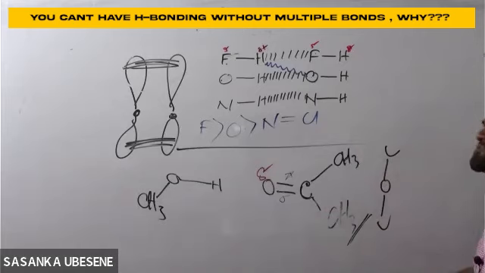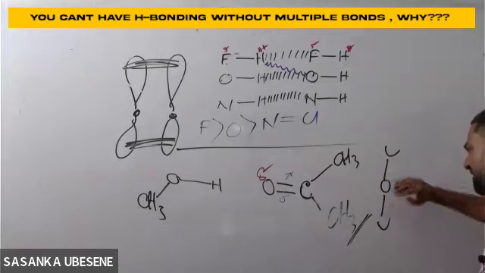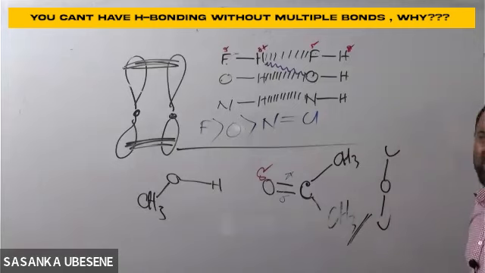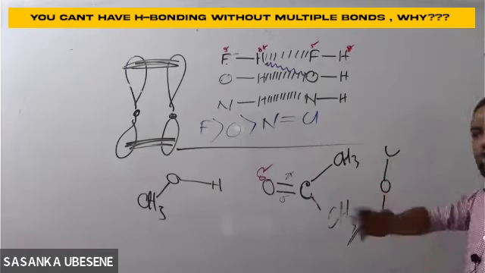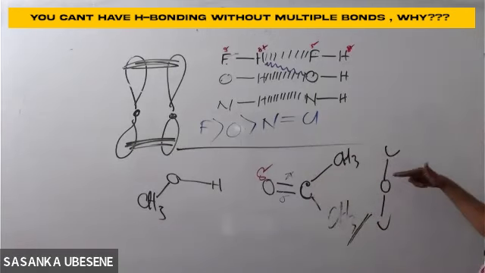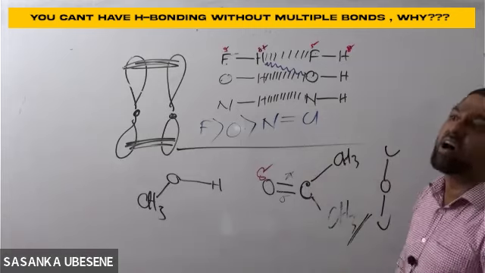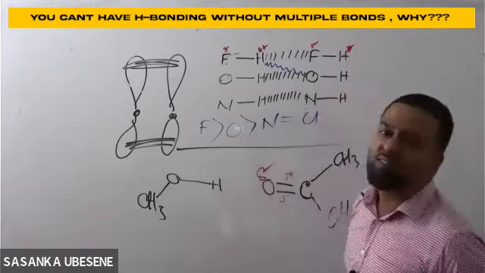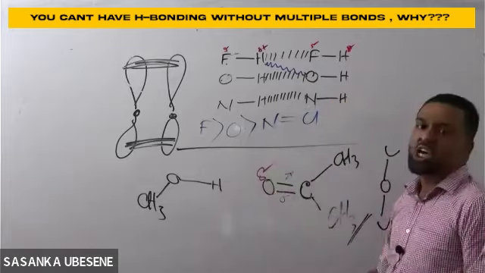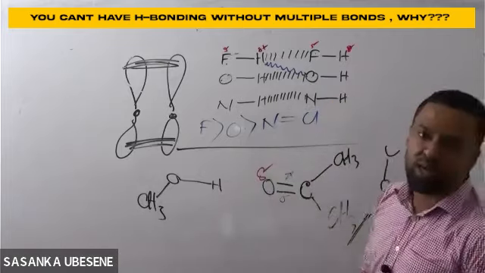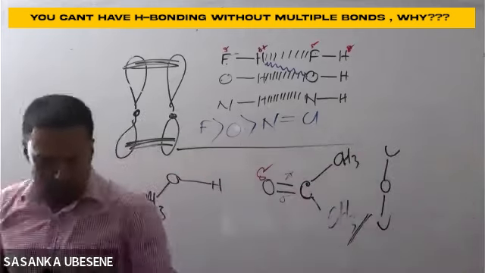So you never produce hydrogen bonds with a single-bonded oxygen atom, which means oxygen attached with two other carbon atoms, right? It can be attached with hydrogen. If it is attached with hydrogen, you have hydrogen bonding. But if oxygen is attached with two carbon atoms, you never have hydrogen bonding. But here you have hydrogen bonding because oxygen is multiple bonded with carbon.